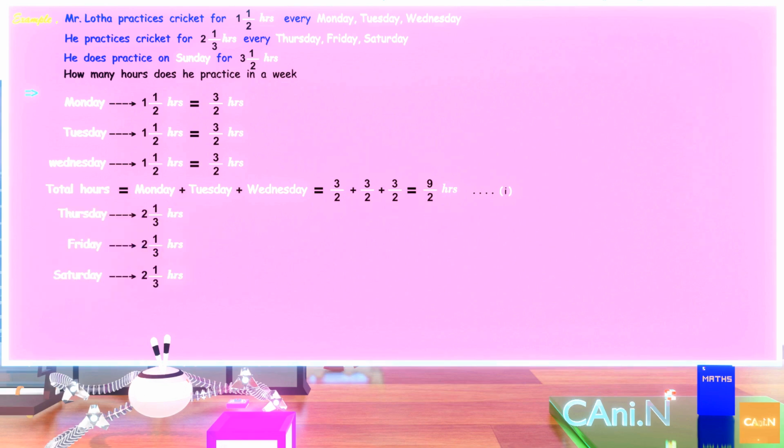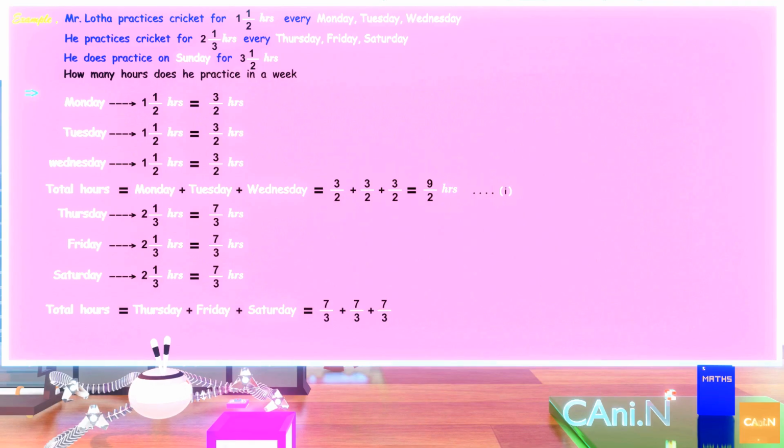Mr. Lotha, on Thursday, Friday, Saturday, practices cricket for 2 by 3 hours. Equals 7 by 3 hours. So, total hours for Thursday, Friday, and Saturday equals 7 by 3 plus 7 by 3 plus 7 by 3 equals 21 by 3 equals 7 hours.